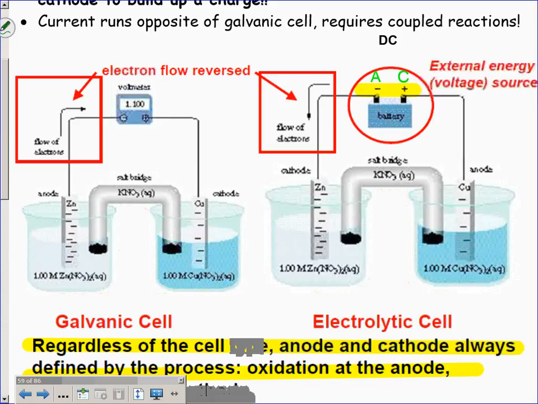This is not how we're going to draw though. This one has a salt bridge. We're actually going to draw them with a porous barrier. I have it in 2 slides. So that's going to give you a distinct diagram difference. Galvanic has 2 separate compartments. Salt bridge in the middle. What's the purpose of the salt bridge for galvanic?